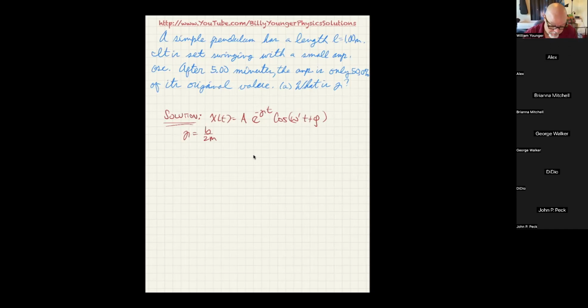Now I'll say part b, by what factor do F and F prime differ? Okay. So that's the problem we're trying to solve.